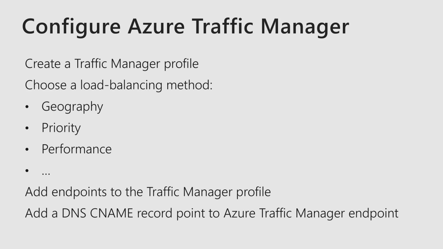Then I can also add a DNS CNAME record that will point to the traffic manager endpoint. The traffic manager, as you're going to see in the demo where I'm going to create one, is going to give you a specific endpoint for the traffic manager. I don't want that. What I really want is something like myapp.com. So you can basically just do a CNAME record over there.